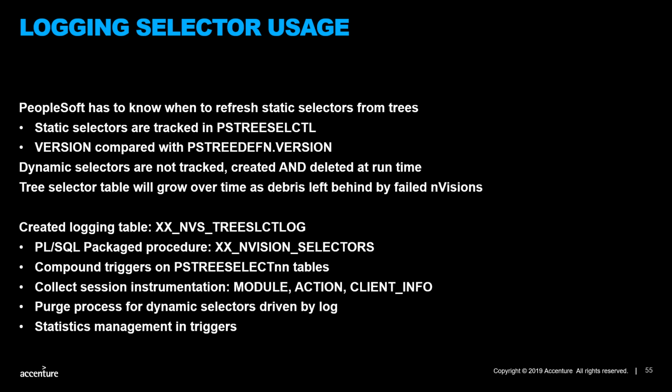So we created a logging table, and we created some compound triggers on the tree selectors, which counted the number of rows being inserted, and after the insert statement, logged that to a logging table. We also collected information about the session, the module, action, and the client info. And then we found that we could use that log table to determine when rows were left behind in the tree selectors by a crashed nVision, and we also used it to drive statistics management.